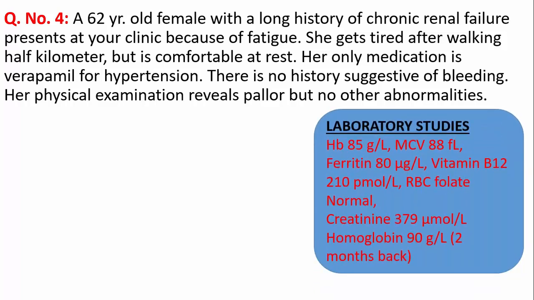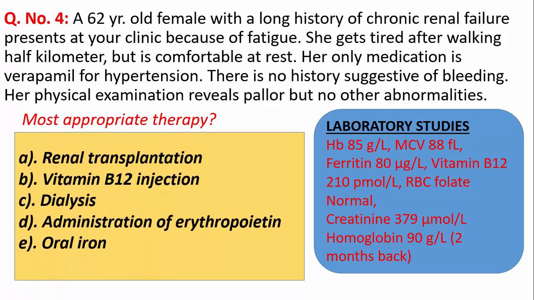Labs: HB is 85 gram per liter, MCV 88 picoliter, ferritin 80 microgram per liter, vitamin B12 210, RBC folate normal, creatinine 379 micromole per liter, hemoglobin 90 gram per liter 2 months back. So they ask, most appropriate therapy: renal transplantation, vitamin B12 injection, dialysis, administration of erythropoietin, or oral iron.